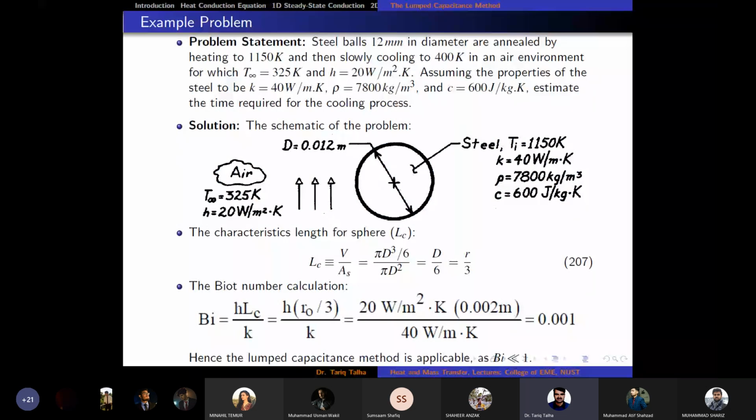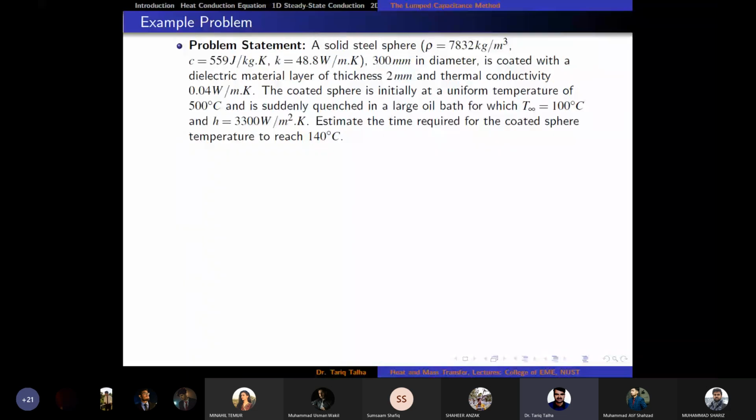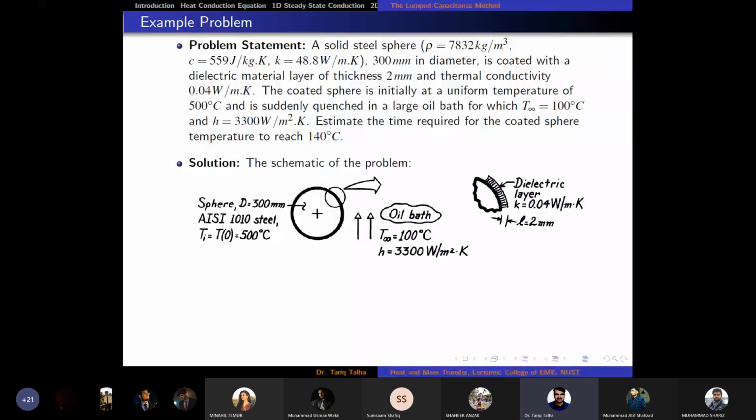Now 12 mm is a very small object, so it would naturally require very little time to cool down. But here it has maybe 30 times more diameter, roughly, if not 30 times then 25 times more diameter. So this means that the object which requires cooling would have high thermal capacitance. Why is that? Because the volume is very high.